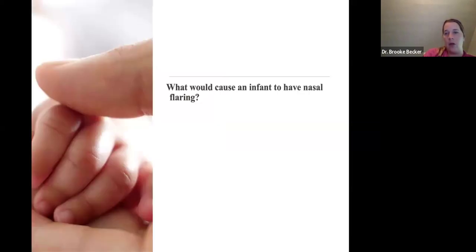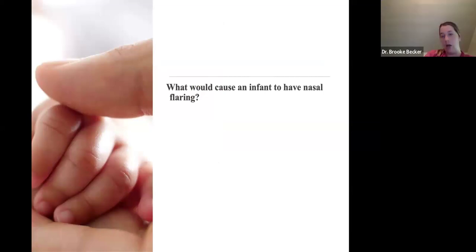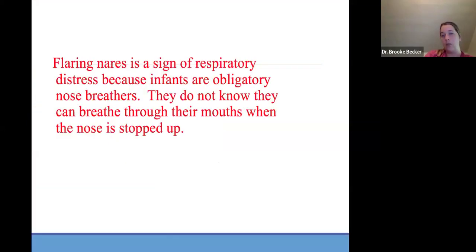Okay. What would cause an infant to have nasal flaring? Respiratory issues, trouble breathing. Yeah, so infants are obligatory nose breathers, so they can only breathe through their nose. So if there is any gunk in their nose, that needs suctioned out because they do not know how to breathe through their mouths. Okay. So flaring nares in an infant is showing you that that kiddo cannot breathe the way that they need to, and they need suctioned.